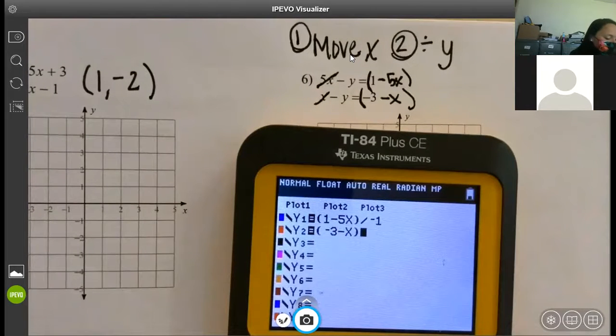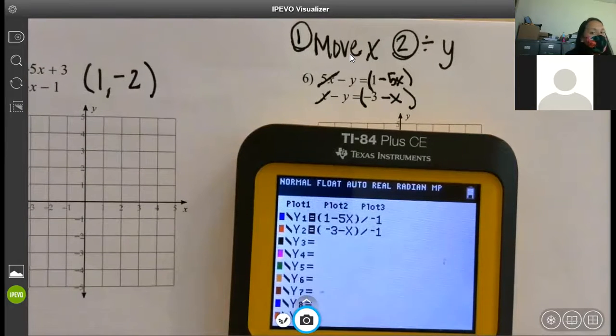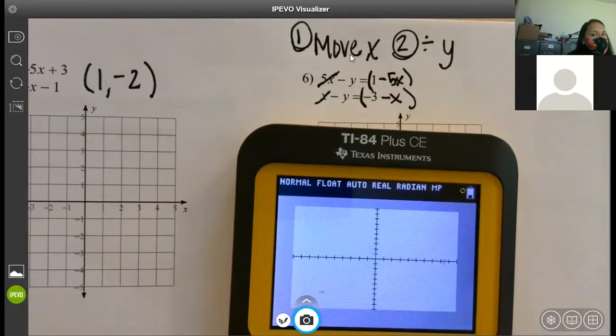What am I dividing by? What's the number with y? Guys, what's the number with y? Negative 1. Everything else is the same. Second trace intersect. Wait for it to graph. Wait for that little spinning wheel. Do they intersect? Yes, so we have a solution.